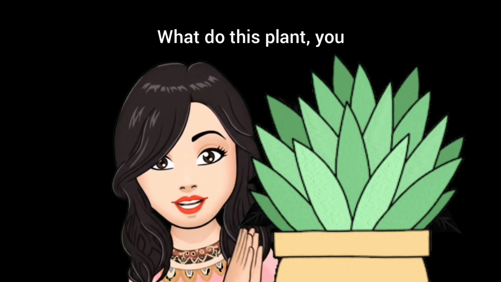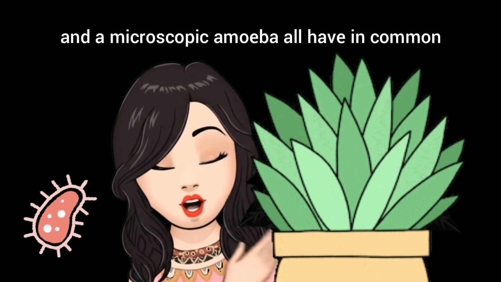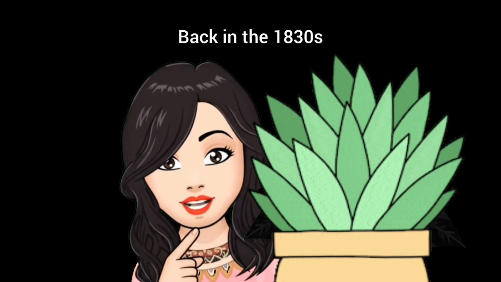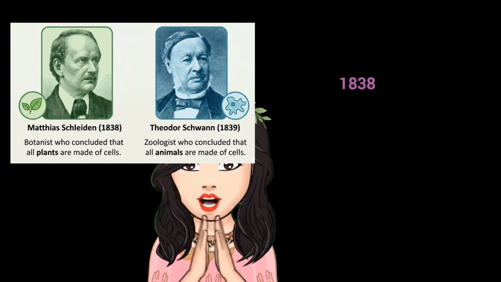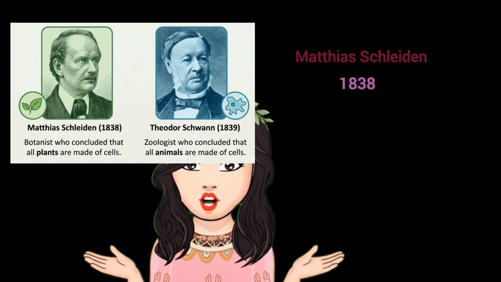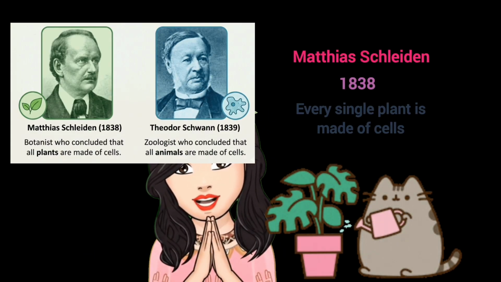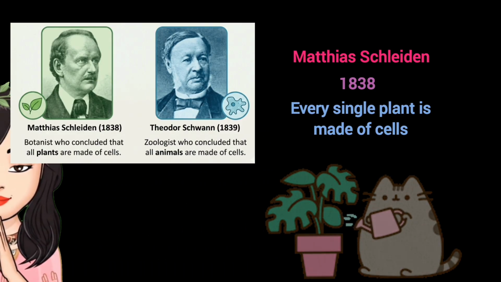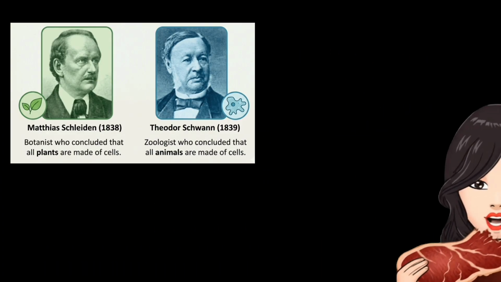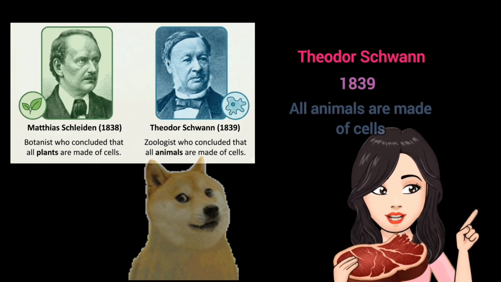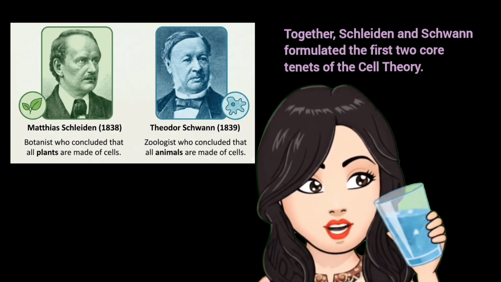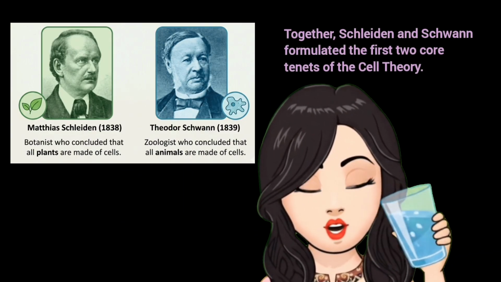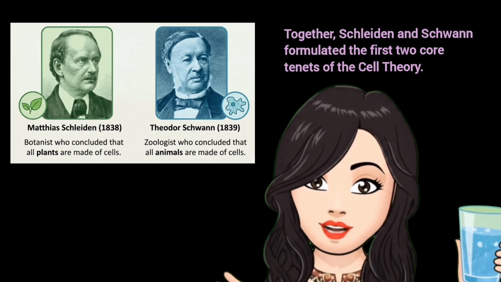What did this plant, you, and a microscopic amoeba all have in common? Back in the 1830s, science had no clue. In 1838, a German botanist named Matthias Schleiden concluded every single plant is made of cells. A year later, Theodor Schwann proved animals are made of cells too. Together, Schleiden and Schwann formulated the first two core tenets of the cell theory.